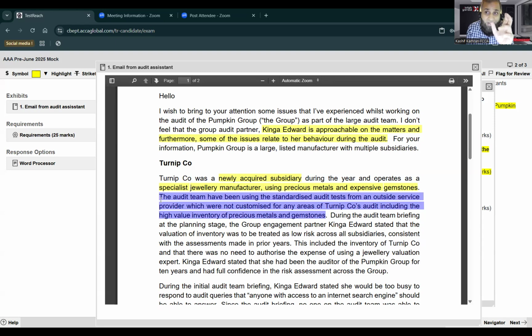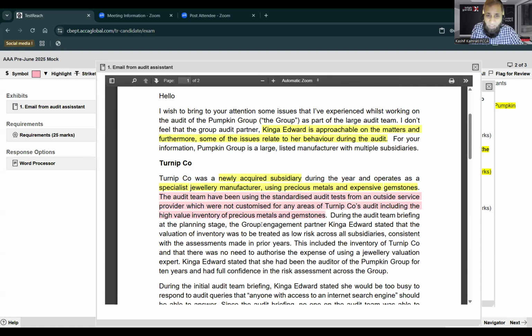So you would have paid attention to that, but probably the attitude of Kinga, which was mentioned in the first paragraph, is very clearly reflected here, in what sort of behavior the partner is demonstrating. They didn't bother about tailoring the audit tests or audit procedures according to the Turnip situation.